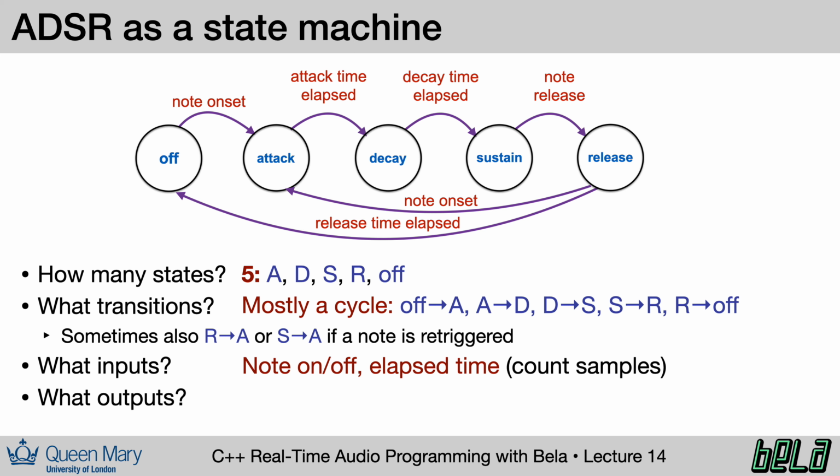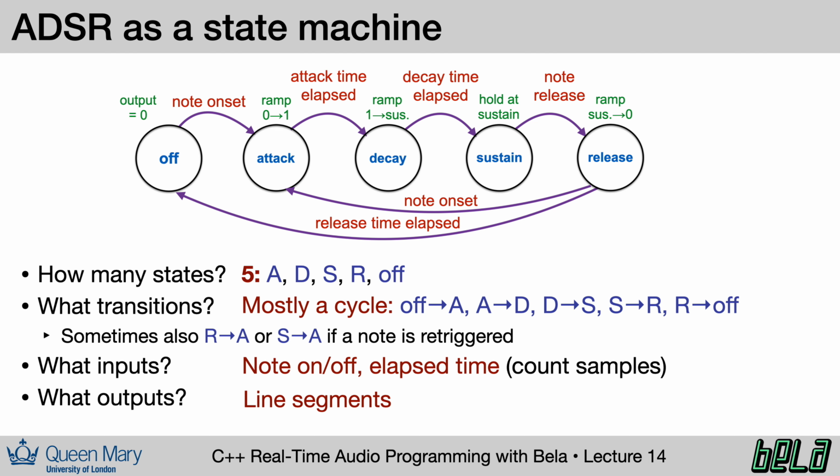Finally, what outputs does this state machine need? Mainly, we need to create line segments to generate the envelope. In the off state, the output should always be 0. Each of the other states will be either a ramp or a constant value. So in the attack state, we'll go from 0 to 1, the decay state will go from 1 down to the sustain level, the sustain state will hold a constant value, and the release state will ramp down to 0. A variation of this is when in the release state, if we receive another note onset message, we might want the ramp to start where we left off and ramp back up to 1.